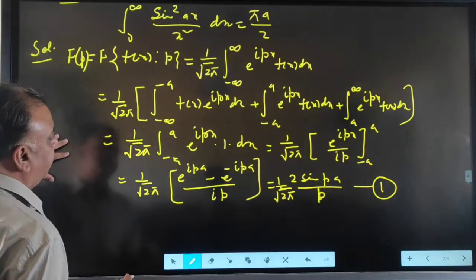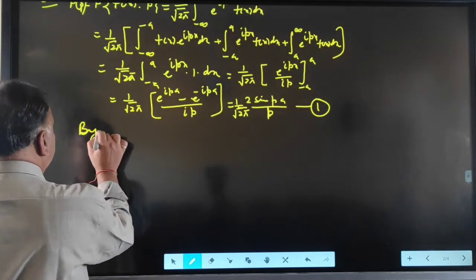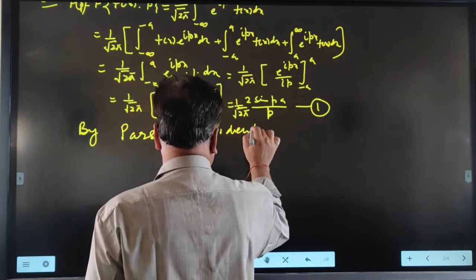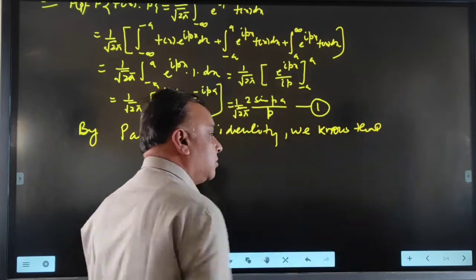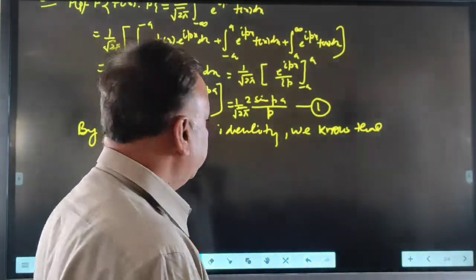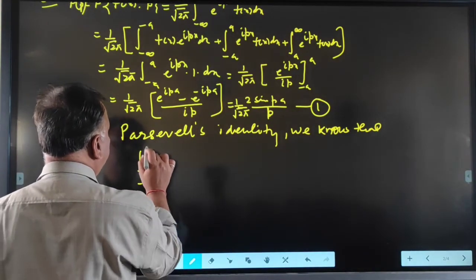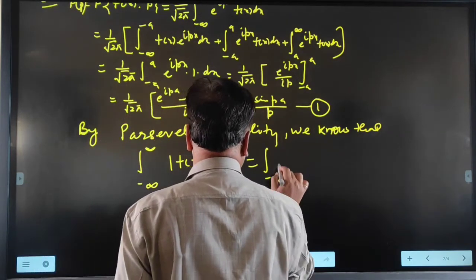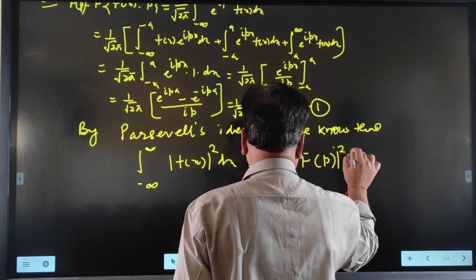Now using Parseval's identity. By Parseval's identity for the complex Fourier transformation, we know that the integral from minus infinity to infinity of mod f(x) squared dx is equal to the integral from minus infinity to infinity of mod F(p) squared dp.